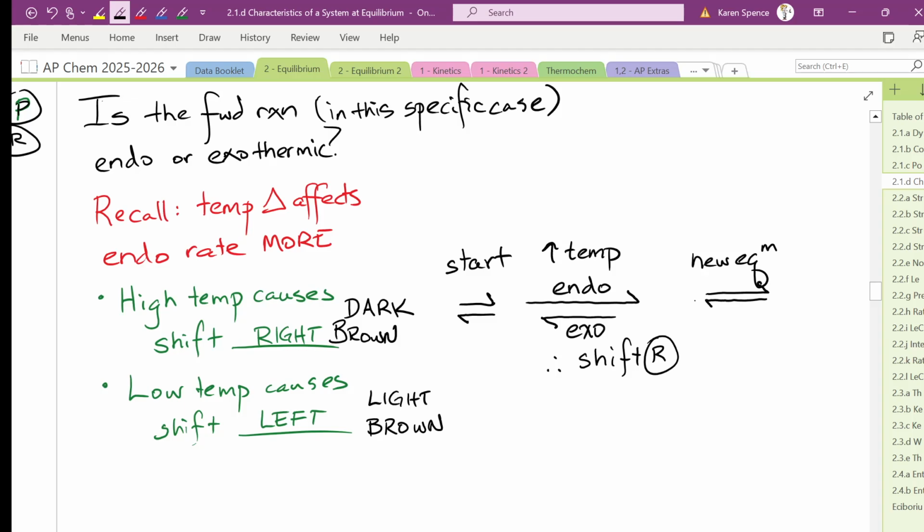So if we had the other way around, we would still shift in the endothermic direction if we heat it. Anytime we heat a reaction, it will shift in the endothermic direction. Anytime we cool a reaction, it will shift in the exothermic direction.